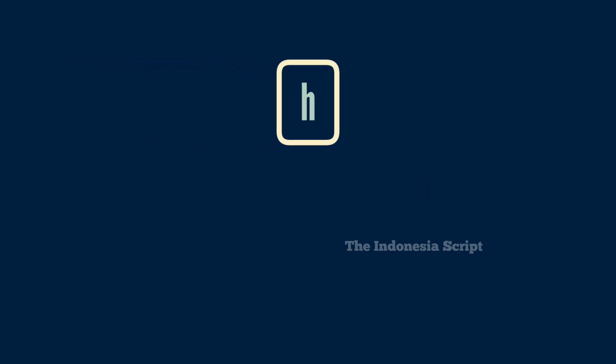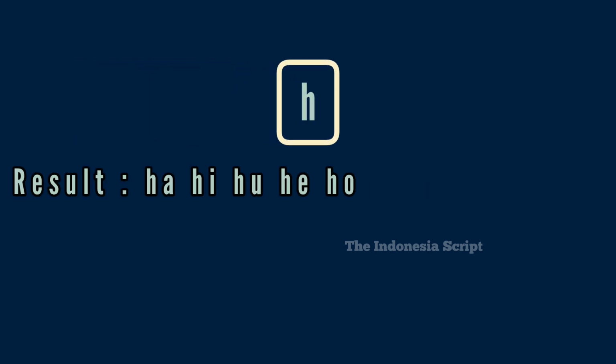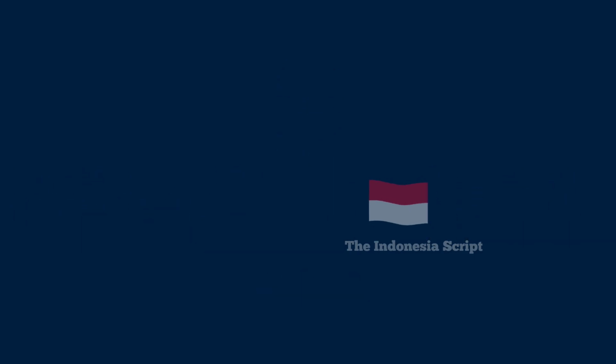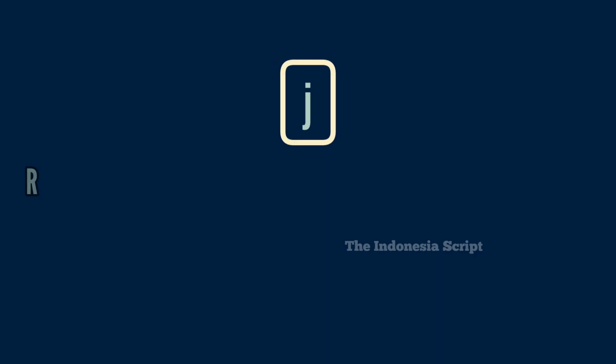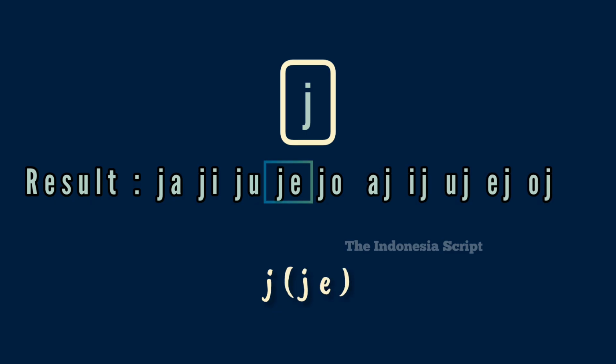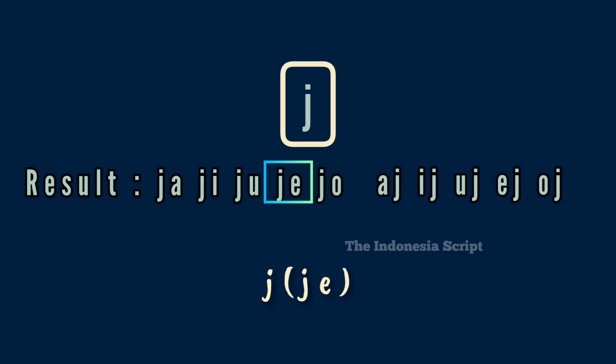Next consonant. From the first combination, we will get ha, hi, hu, he, ho. And from the second combination, we will get ah, ih, uh, eh, oh. One of the results we get is the syllable ha, which is the syllable used to pronounce this voiceless letter. Next consonant. From the first combination, we will get ja, ji, ju, je, jo. And from the second combination, we will get aj, ij, uj, ej, oj. One of the results we get is the syllable je, which is the syllable used to pronounce this voiceless letter.